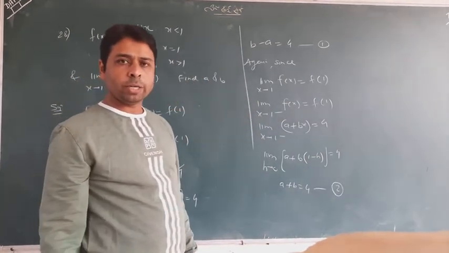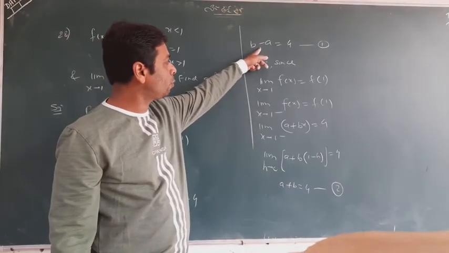So students, till now you have got that b minus a equals 4 and b plus a equals 4.